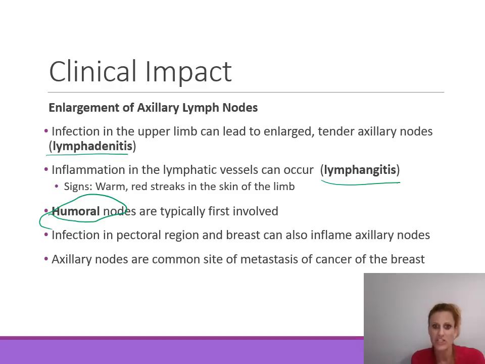Infection in the pectoral region and breast can also inflame the axillary nodes because remember this drains into the pectoral nodes and then those eventually drain into the central and apical. So infection of the breast can end up inflaming the other nodes, the axillary region. Axillary nodes are a common site of metastasis of cancer of the breast for this exact reason. A lot of the lymph or fluid from the breast is drained into the axillary nodes. So it makes sense if cancerous cells break off from a tumor in the breast that they can make their way up to the axillary nodes.